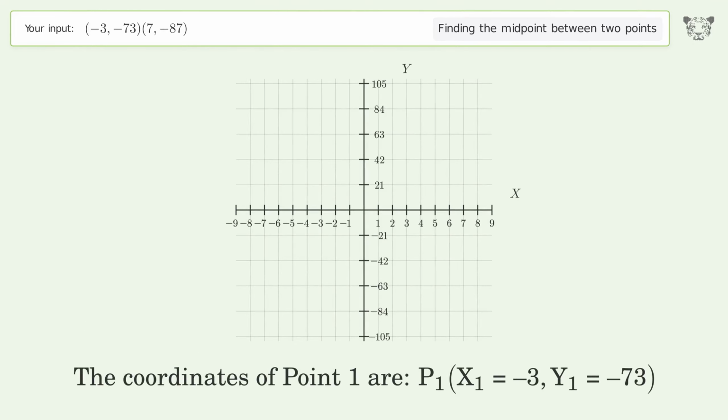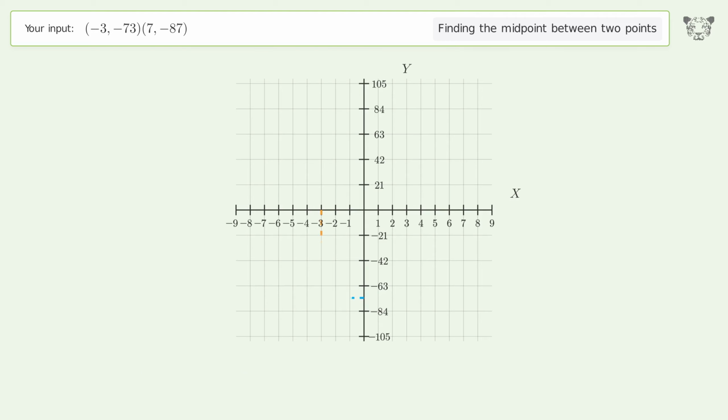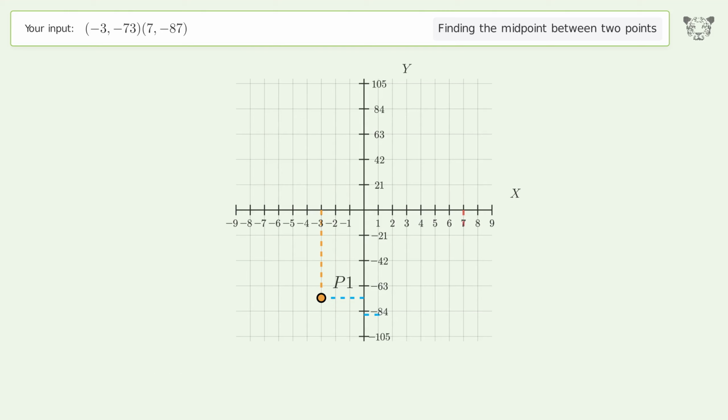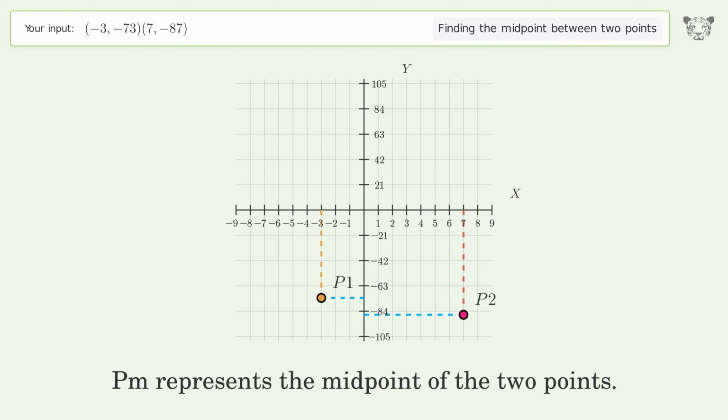The coordinates of point 1 are, x1 equals -3, y1 equals -73. The coordinates of point 2 are, x2 equals 7, y2 equals -87. PM represents the midpoint of the 2 points.